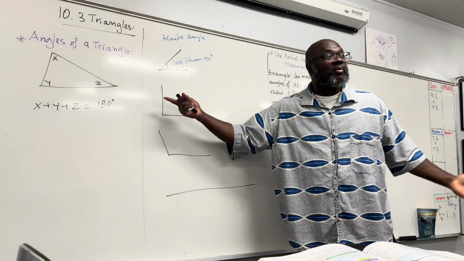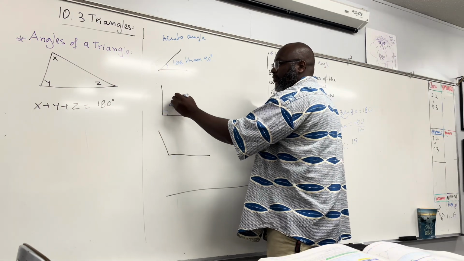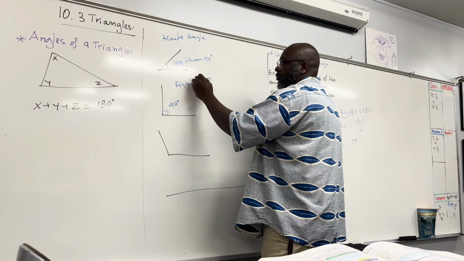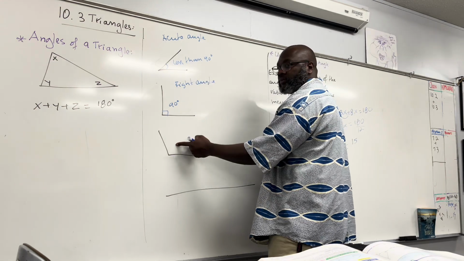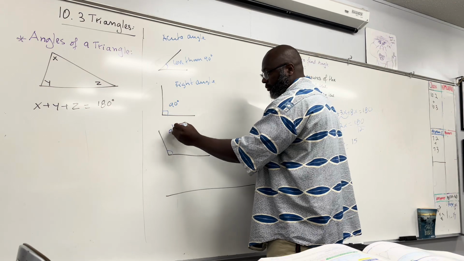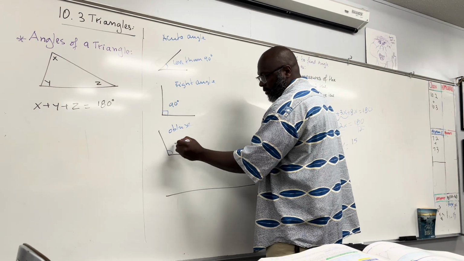Now this is what? You know, right angle. That is 90 degrees. Because it's exactly 90 degrees, right? Right angle. And then this is the obtuse angle. Obtuse because of what? It's big. It's more than 90 degrees. More than 90, right?